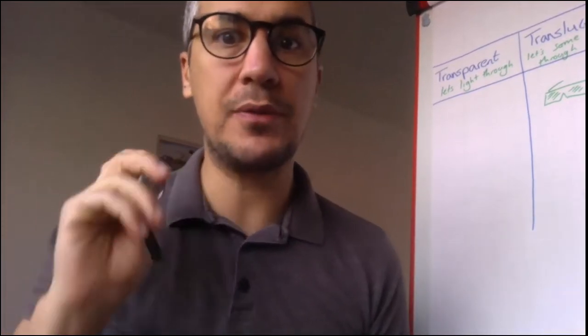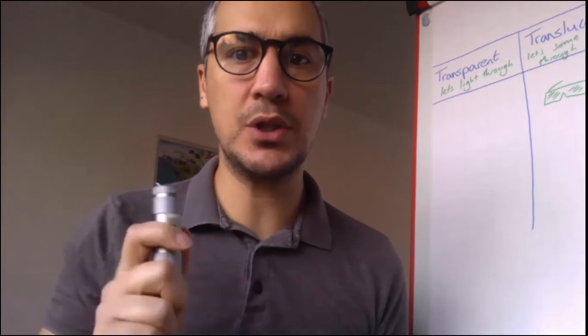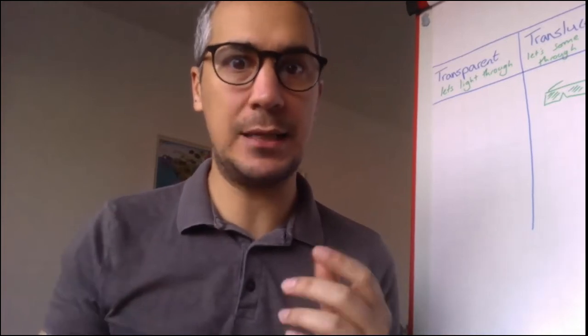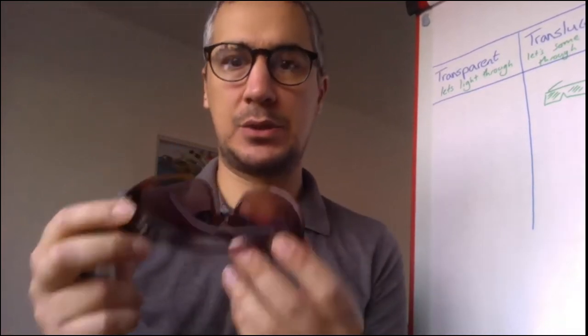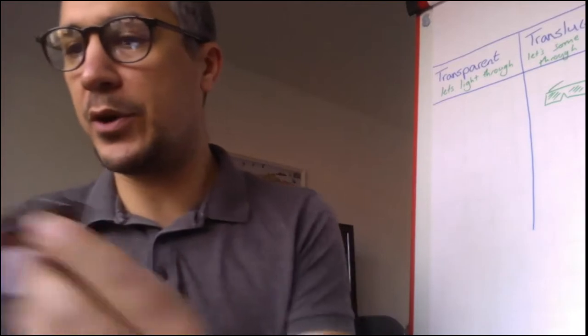And you can do this at home. If you've got a torch or a smartphone, you can do that at home. It'd be really great to actually test the objects as well. So I've got my CD, that's opaque. I've got my sunglasses, that's translucent, it lets some of the light through.